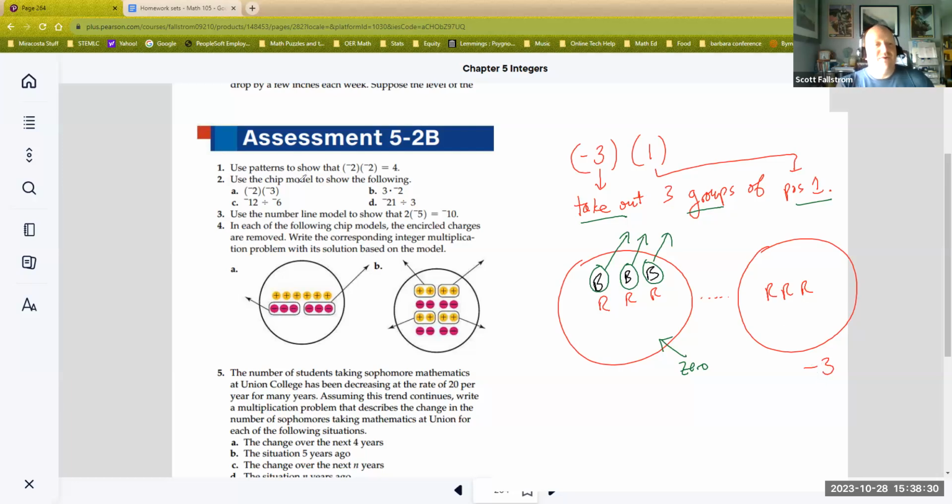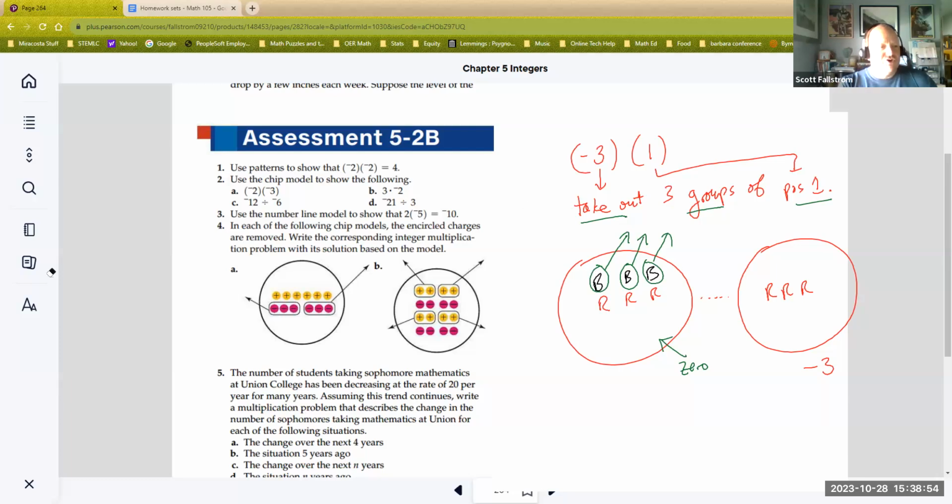So again, the only difference you might have is yours might say -2. So you'll take out 2 groups of whatever it is. And then over here, the +3 would be put in. So in that case, you'd be putting something in instead of taking something out. So you'd start with 0 and then you put in these groups as you're doing it here. Okay.